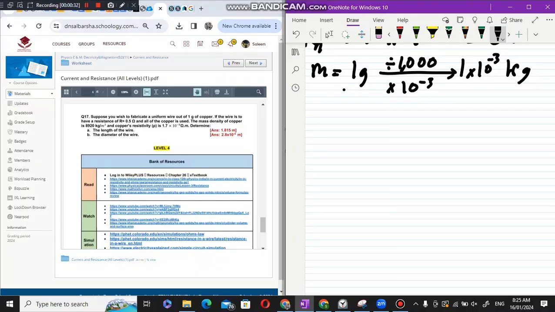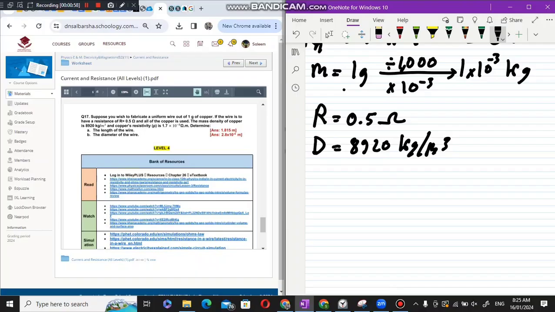And they told you that suppose you want to have a resistance of 0.5 ohms. So we know that resistance is 0.5 ohms, and they are saying all of the copper is used, we're using the full mass. And they told you that the mass density of copper is 8,920 kilograms per meter cubed. So we have the density, and we have resistivity, given as 1.7 times 10 power minus 8 ohm meters. They are saying find the length of the wire and find the diameter of the wire.